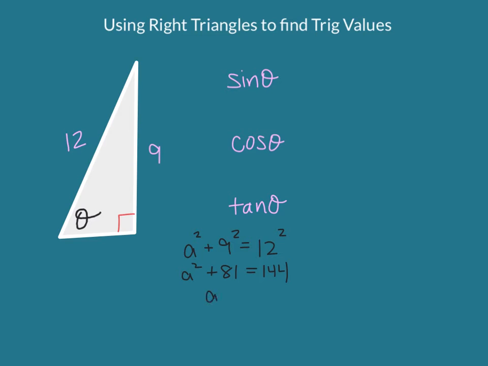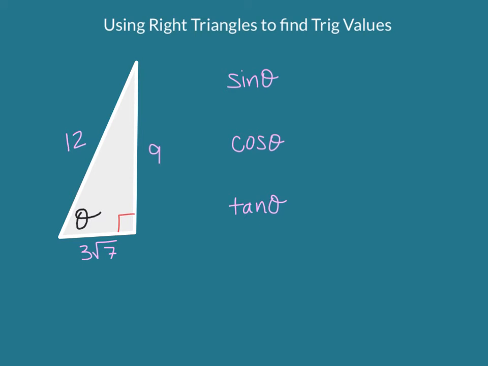And so we have that a squared when we subtract 81 is 63. The square root of 63 will be the square root of 9 times the square root of 7, because 9 is the biggest perfect square that fits in it. And then the square root of 9 is a 3, so a is 3 root 7. So this missing side length is 3 root 7. Now we can find the sine, the cosine, and the tangent of that angle.